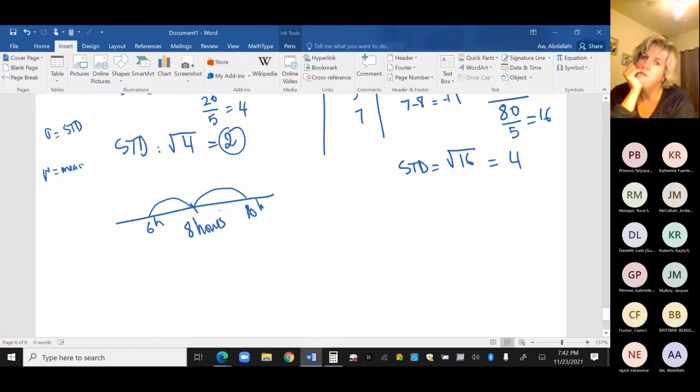That is what the standard deviation tells. You see the word standard deviation, which means usually we do 8 hours, but maybe sometimes we do 6, maybe sometimes 10, right? Okay, 8 plus 2 is 10, 8 minus 2 is 6. That's it.